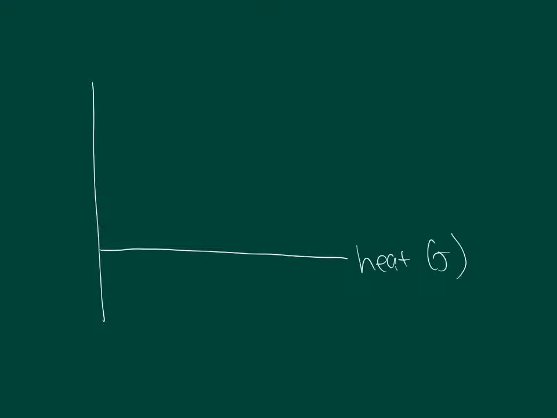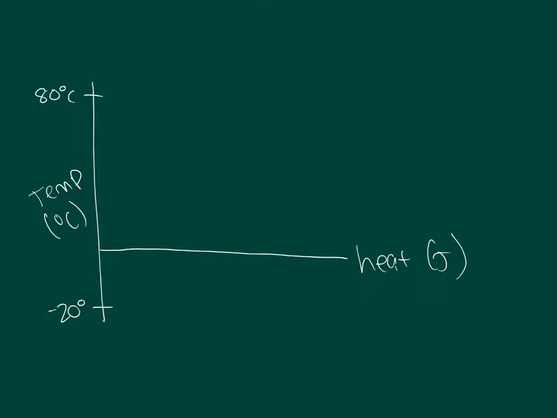Since this is a phase change problem, we need to draw a heating curve. Heating curves look something like this. They have heat on the x-axis, the unit here is joules, and temperature on the y-axis, and our unit here is going to be degrees Celsius. For our problem, we're starting at minus 20 degrees Celsius, and we're ending up at 80 degrees Celsius.